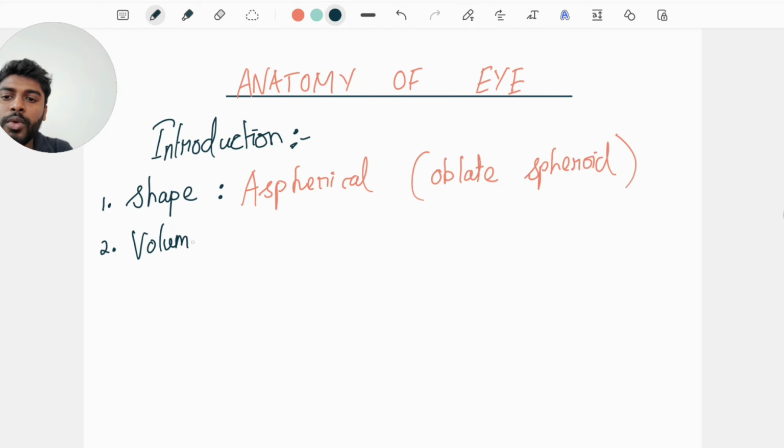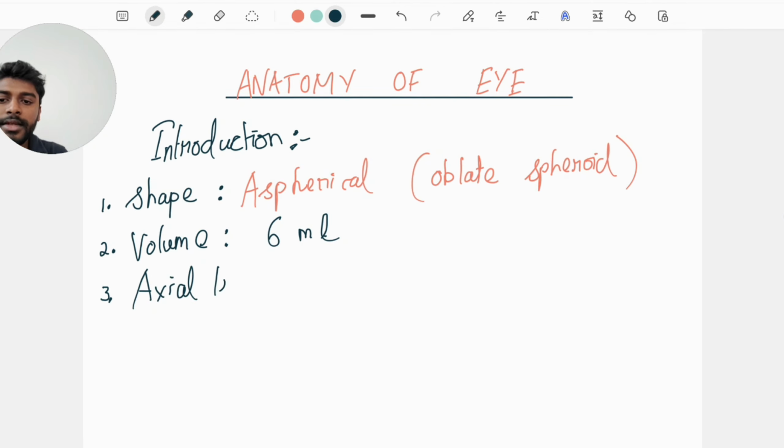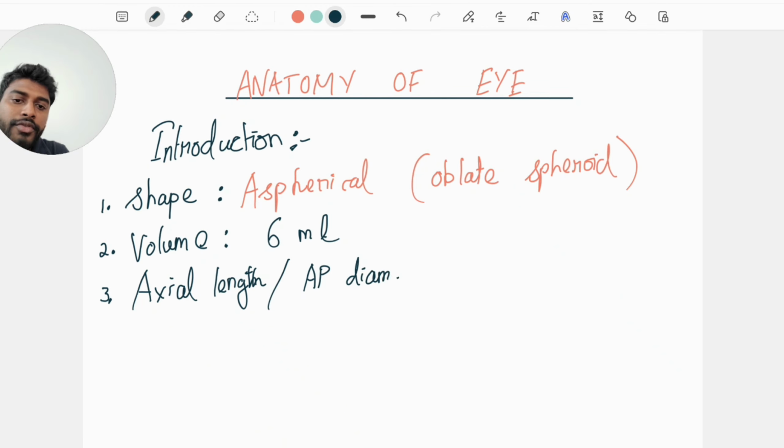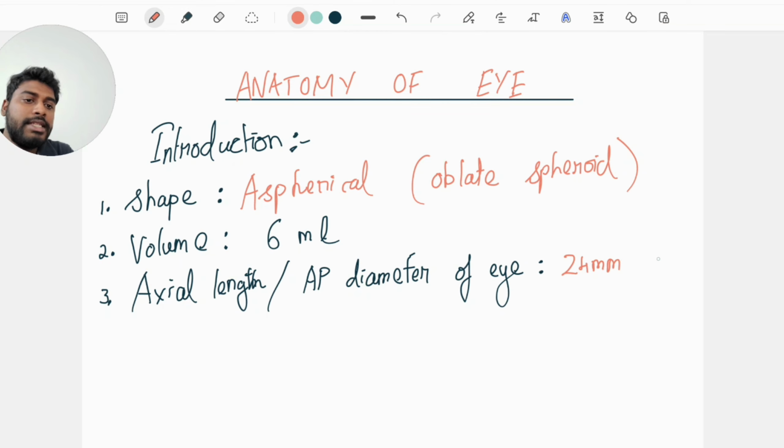The next important point is the volume of the eye. The volume of the eye is totally 6 ml. The third one is the length of the eyeball. We call it the axial length, or the anterior posterior diameter of the eye. The axial length of the eyeball is 24 mm, or more easily 2.4 centimeter.